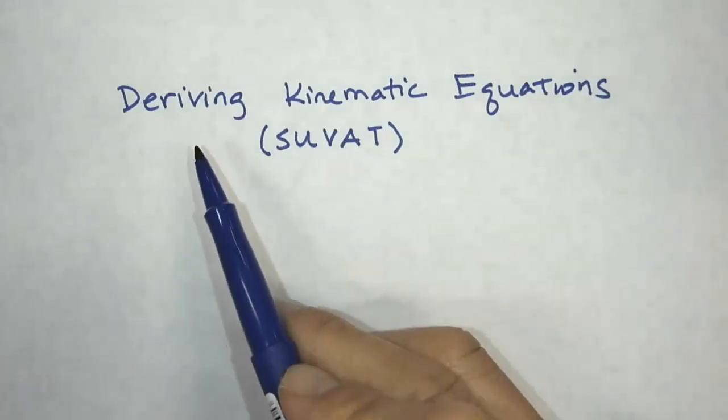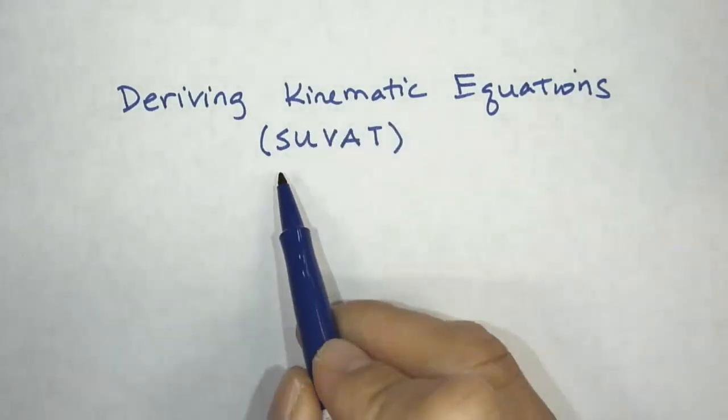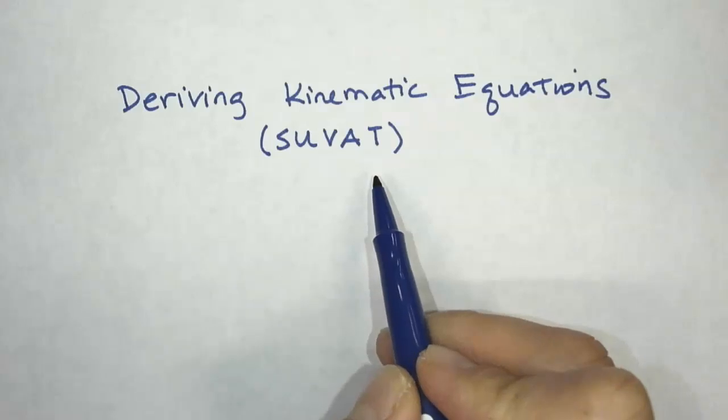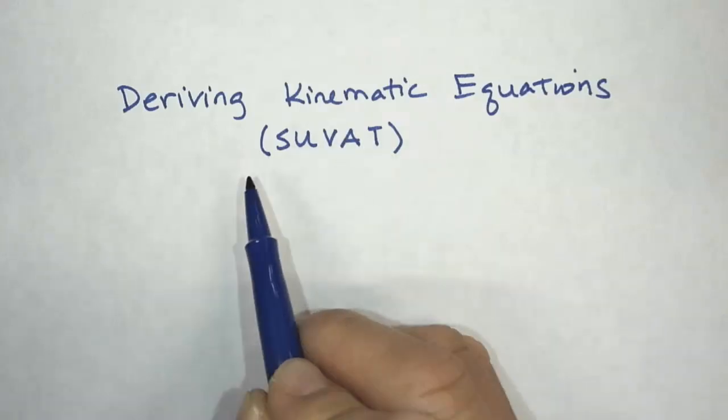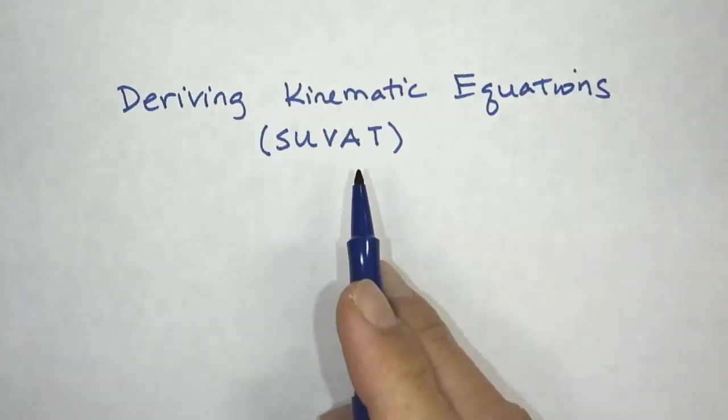In this video, we're going to derive the kinematic equations. We're going to use the SUVAT variables in this video. I got a request to do this, so I'm going to do this. This is different from the previous one because this one is using the SUVAT variables.